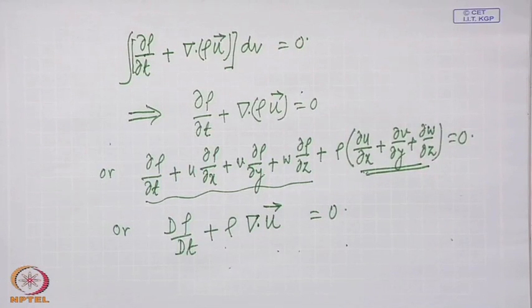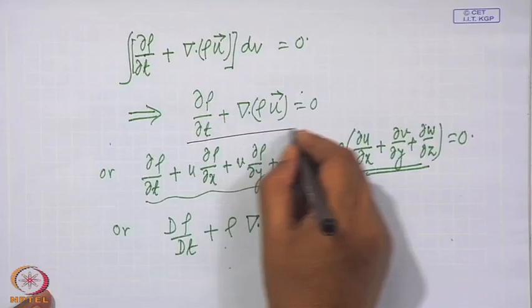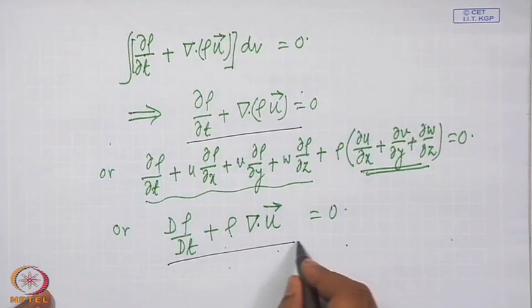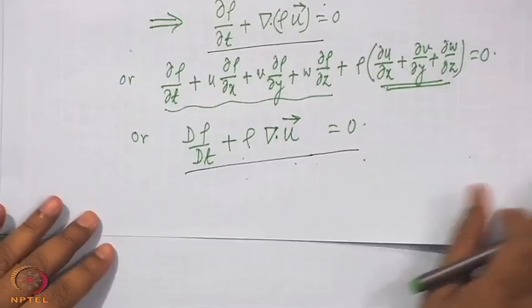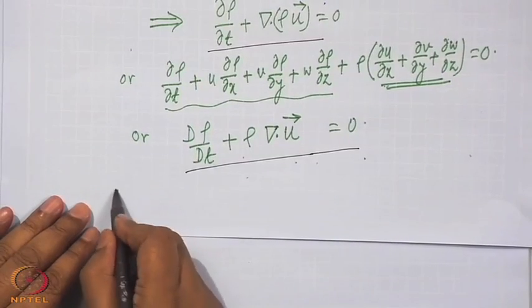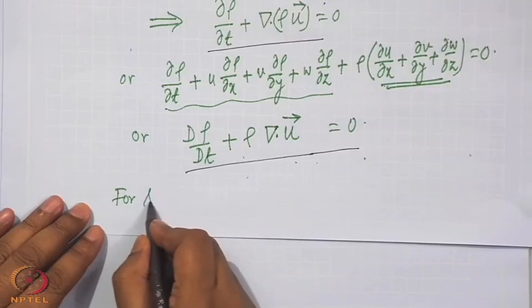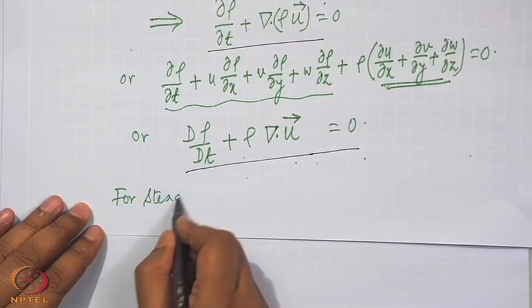So, this is an alternative form of the continuity equation. We can use either this form or this form, whichever is necessary. For steady flow, this becomes what it is for steady flow.